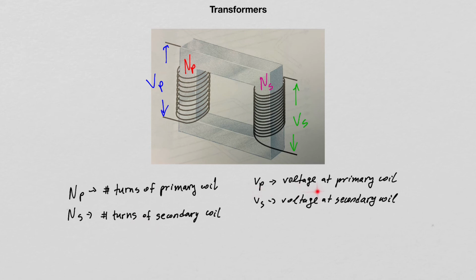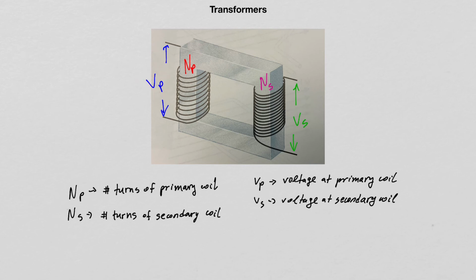Vp is the voltage at the primary coil, Vs is the voltage at the secondary coil. And so, depending on the number of turns on each coil, the output voltage at the secondary coil will be either higher than the voltage at the primary coil or lower. When the number of turns of the secondary coil is smaller than the number of turns at the primary coil, the secondary voltage is smaller than the primary voltage. When the roles are reversed, meaning the secondary coil has more turns than the primary coil, then the secondary voltage will be higher than the primary voltage.